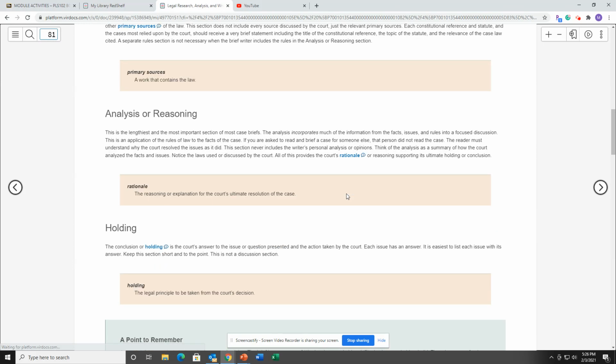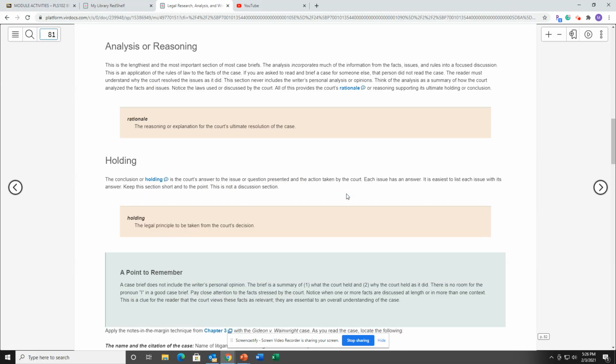Okay, so the analysis section is the most important part of case briefs. I always call this the NutriBullet. You have your facts and you have your rules, and you put them together in the analysis section. You're going to pull out all of the rules and see how they apply. Why did the court rule what it ruled?